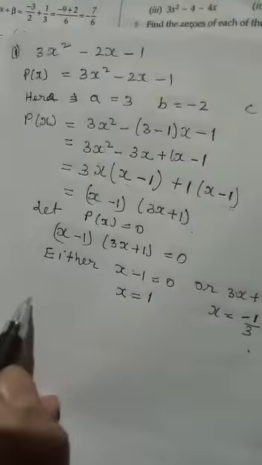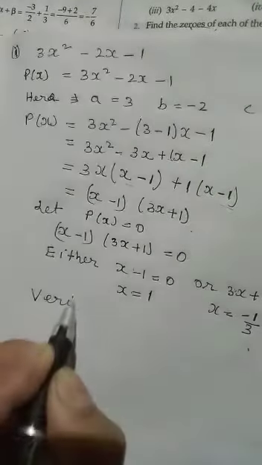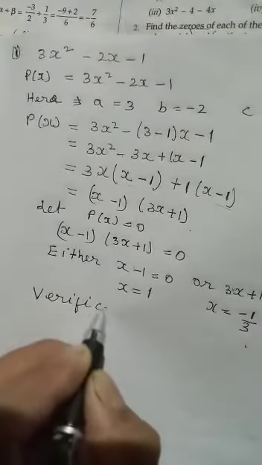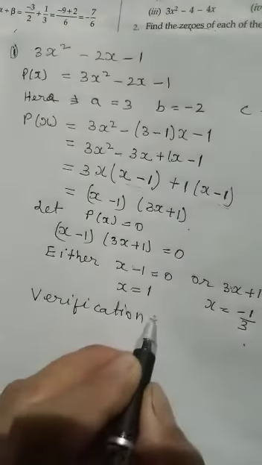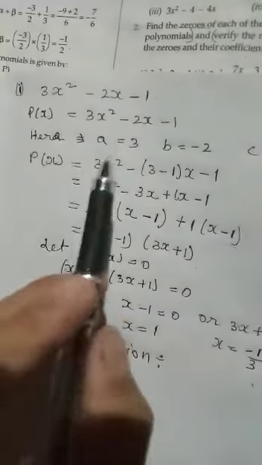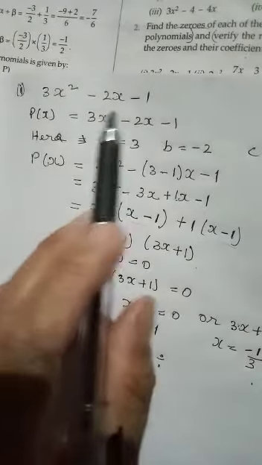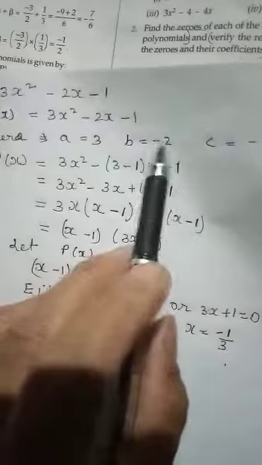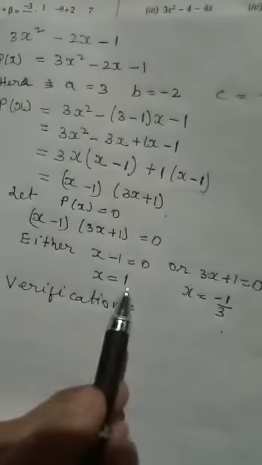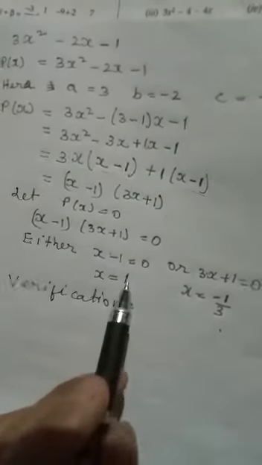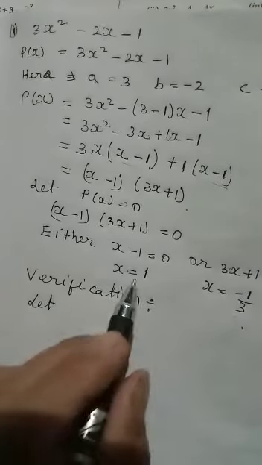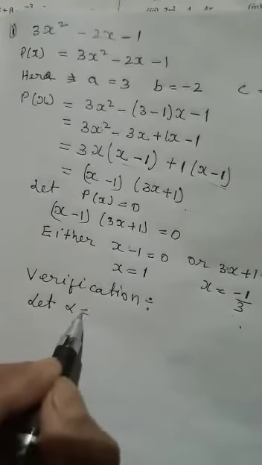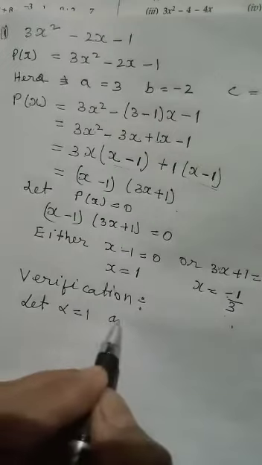Next step, we have to verify. Remember, the question already says verify the relation between the zeros and the coefficients. Coefficients we already have here. Coefficient of x square is 3. That of b is minus 2. That of c is minus 1. Then the zeros, you have them here: 1 and minus 1 by 3. So we will take them. We'll take this one as alpha, then this one as beta.